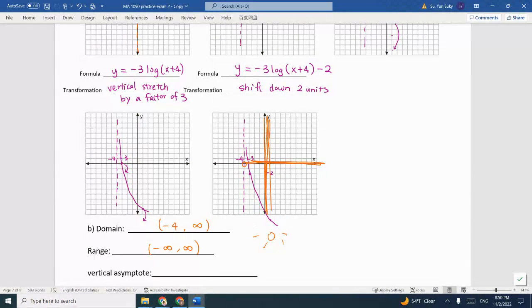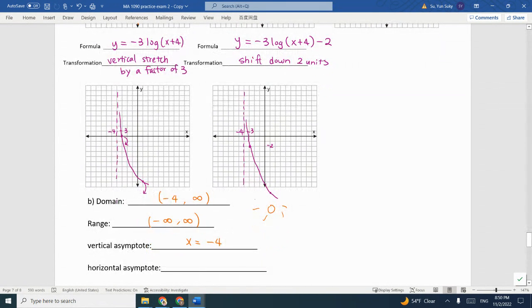And the vertical asymptote. We do have a vertical asymptote at x equals -4. Vertical asymptotes are vertical lines, x equals a number. Horizontal asymptotes are horizontal lines, y equals a number. In this case, we don't have horizontal asymptotes. So that is problem 7.